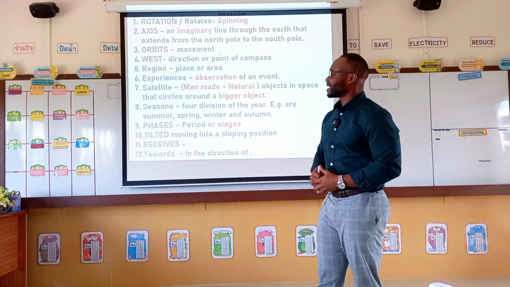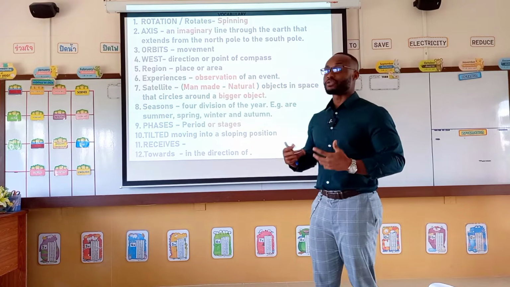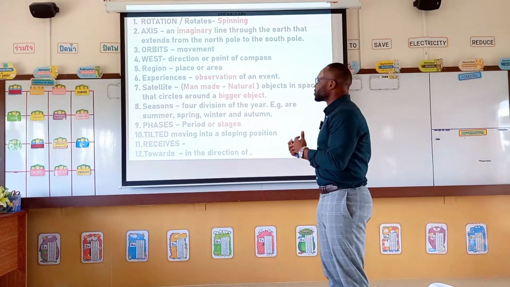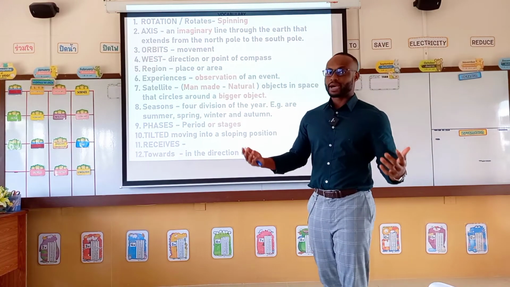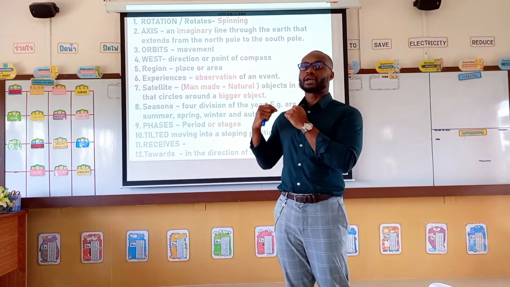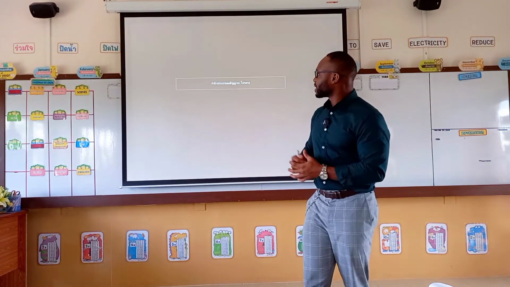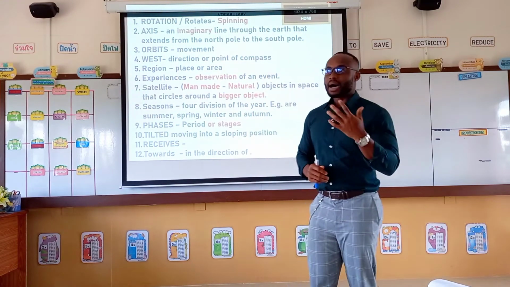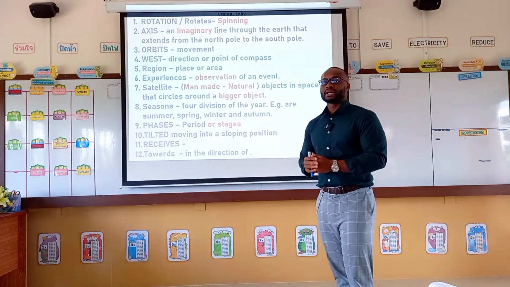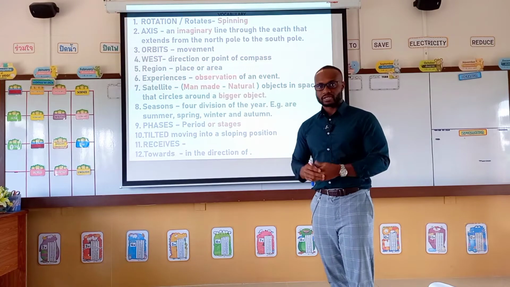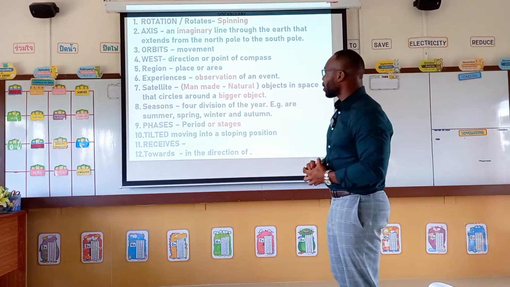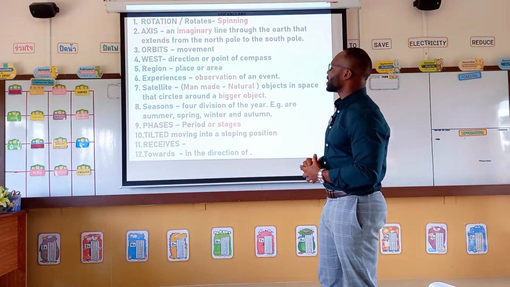Satellites are objects in space that circle around a bigger object. So Earth, of course, Earth is big, right? And we have what? A moon, okay? Moon is, of course, smaller than that, right? Smaller than Earth. And man-made satellites, which are, of course, smaller than Earth. Okay, very good. Now let's move to number 8, seasons.